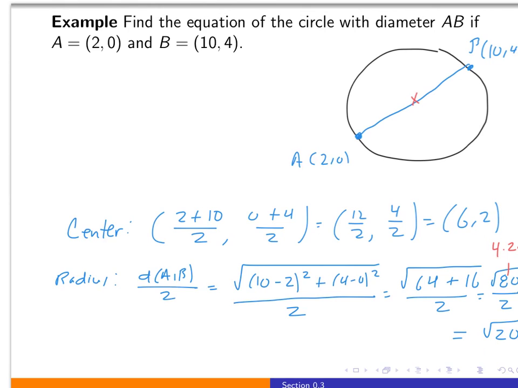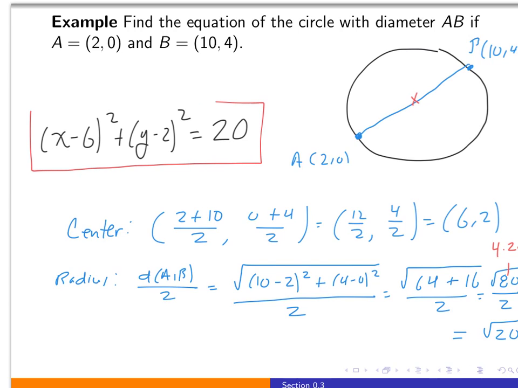So summarizing this, it would be x minus 6 quantity squared plus y minus 2 quantity squared equals the square root of 20 squared. And I will simply make that a 20, which is why back here when we found the radius, I left it as a square root of 20, as opposed to maybe simplifying and pulling out some terms. And we now have the desired equation of the circle.